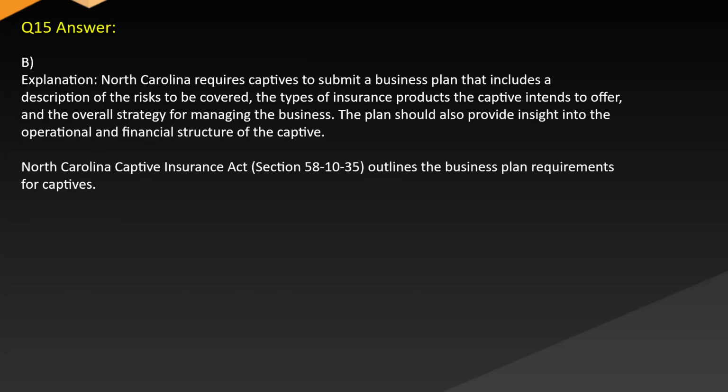Answer: B. Explanation. North Carolina requires captives to submit a business plan that includes a description of the risks to be covered, the types of insurance products the captive intends to offer, and the overall strategy for managing the business. The plan should also provide insight into the operational and financial structure of the captive. North Carolina Captive Insurance Act, Section 581035 outlines the business plan requirements for captives.